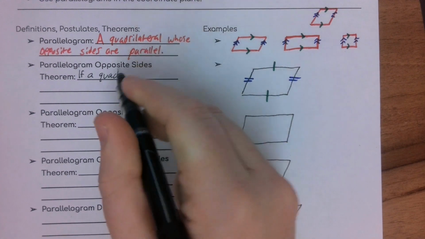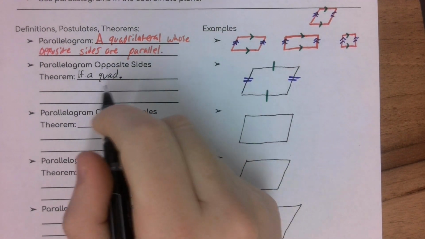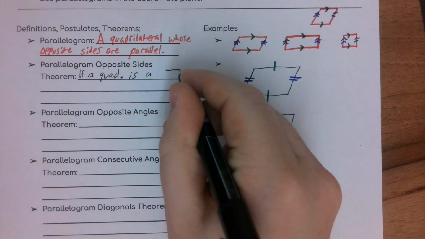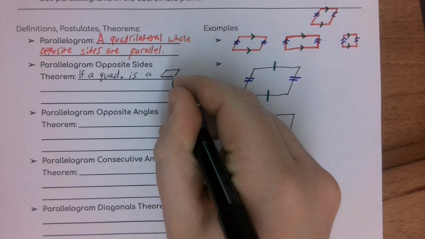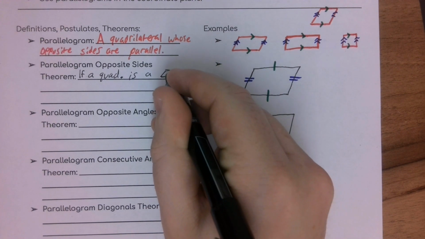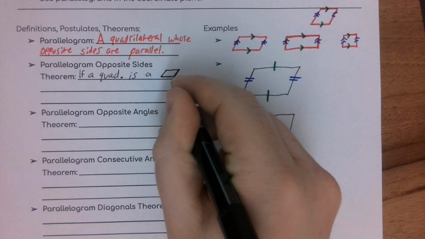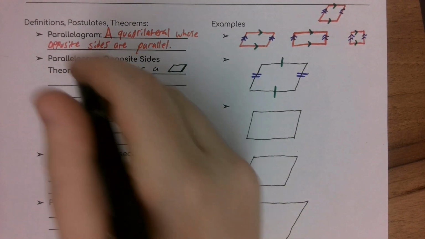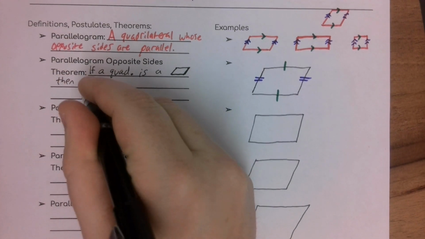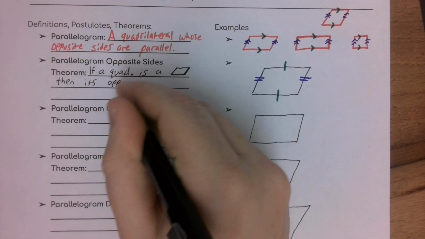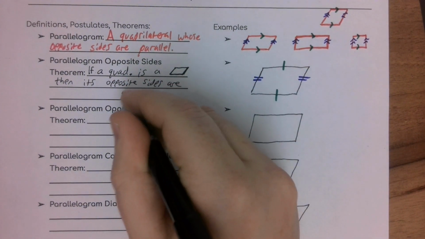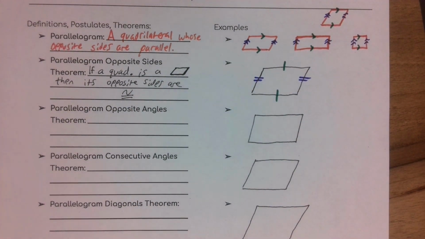If a quadrilateral, which I'm going to abbreviate as quad because I don't want to write that every time, is a parallelogram, again, I'm not writing parallelogram every time because we're going to be writing it quite a few times this lesson, so I use a parallelogram symbol. If a quadrilateral is a parallelogram, then its opposite sides are congruent. They have to be the same length.